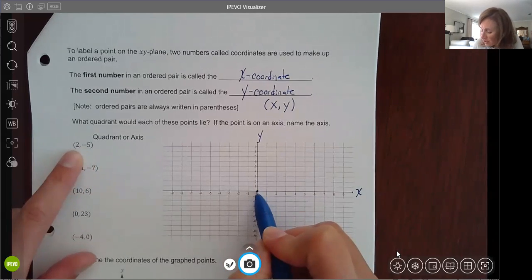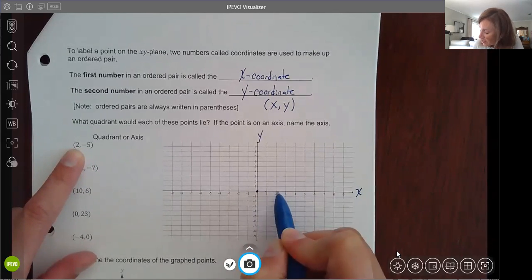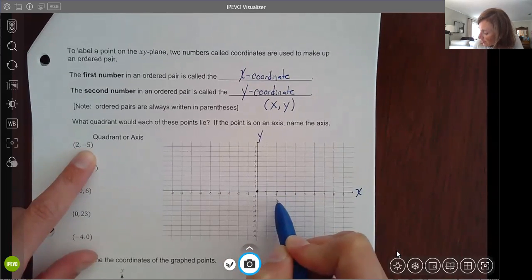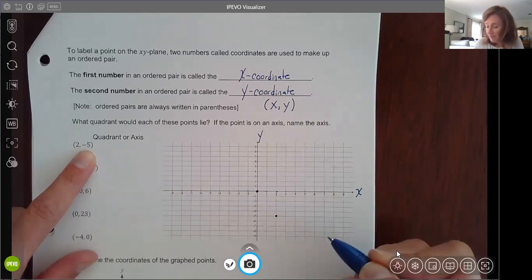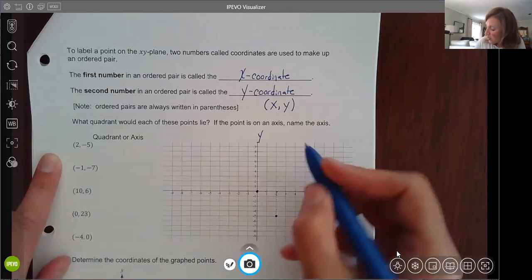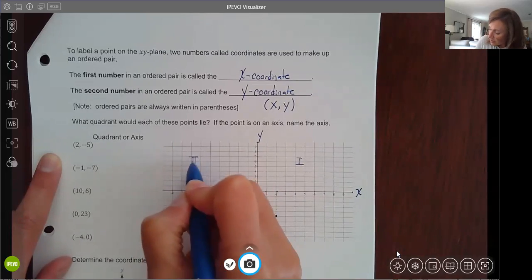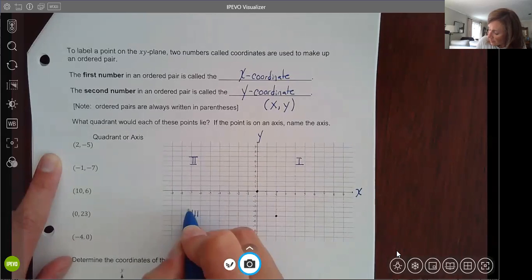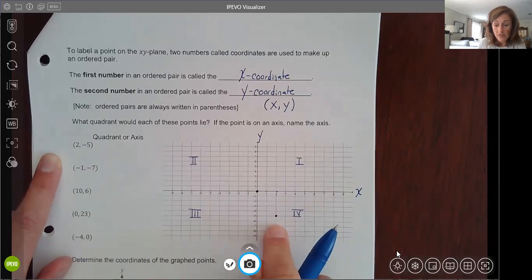So if I start at the origin, it goes X comma Y. So if I go to the right 2 and down 5, that's where this point would lie. This says go to the right 2 and then down 5. So we are in, let's label our quadrants. 1, 2, 3, 4. This point would be in quadrant 4.